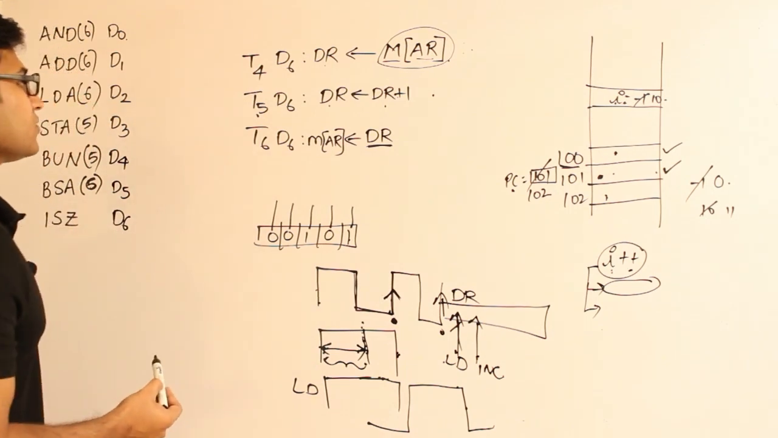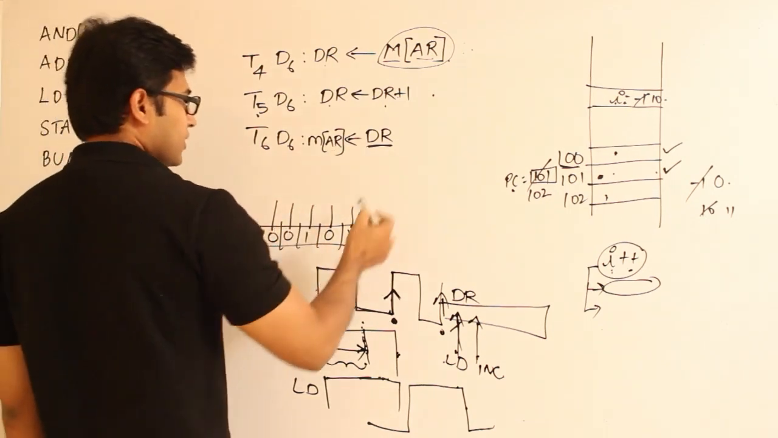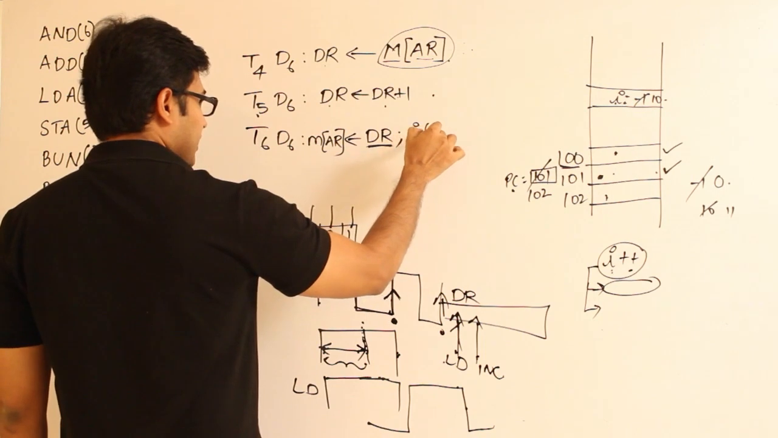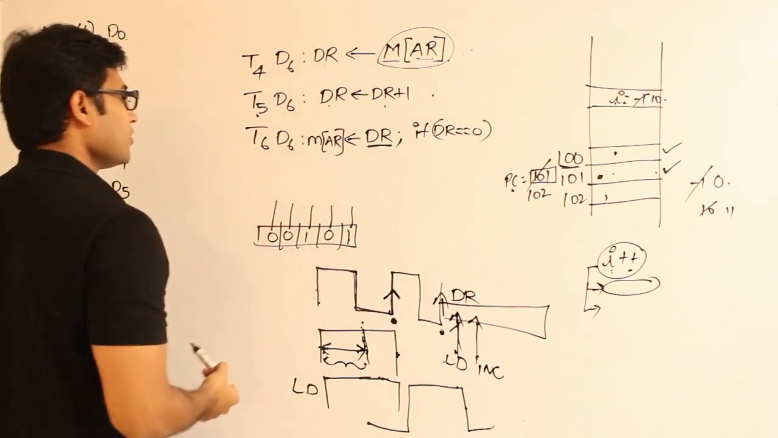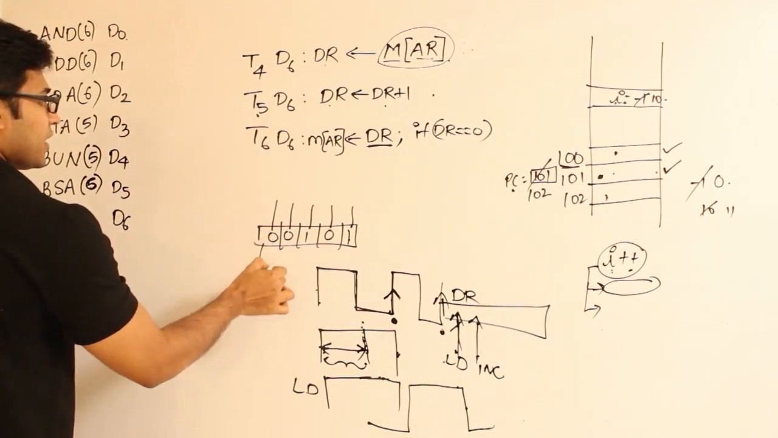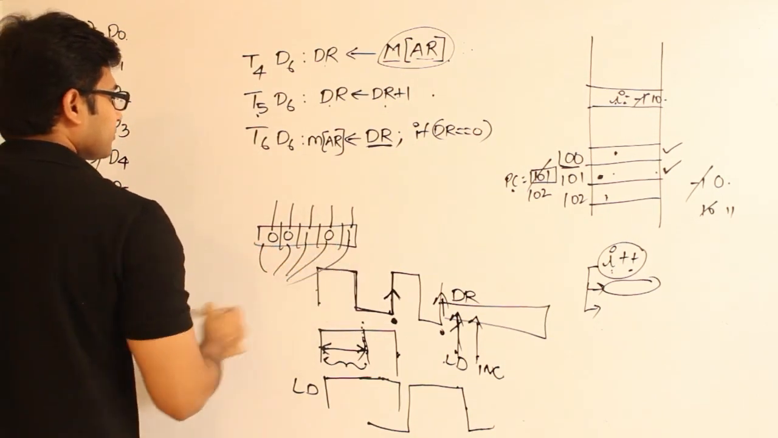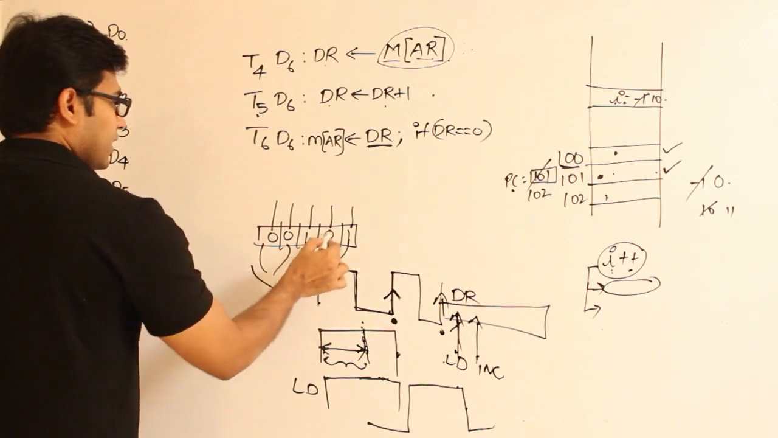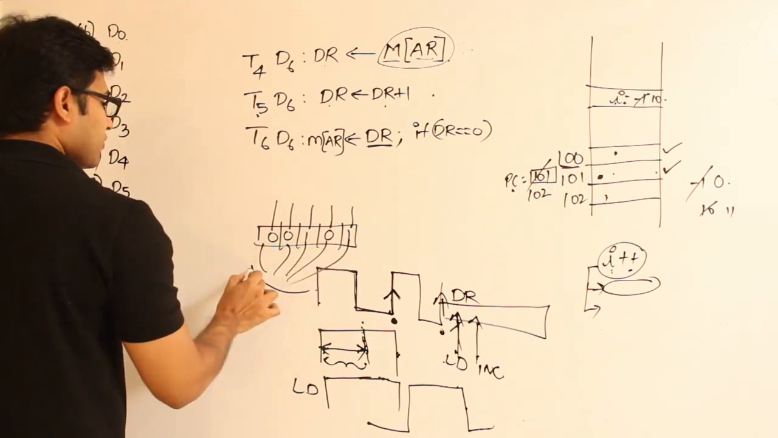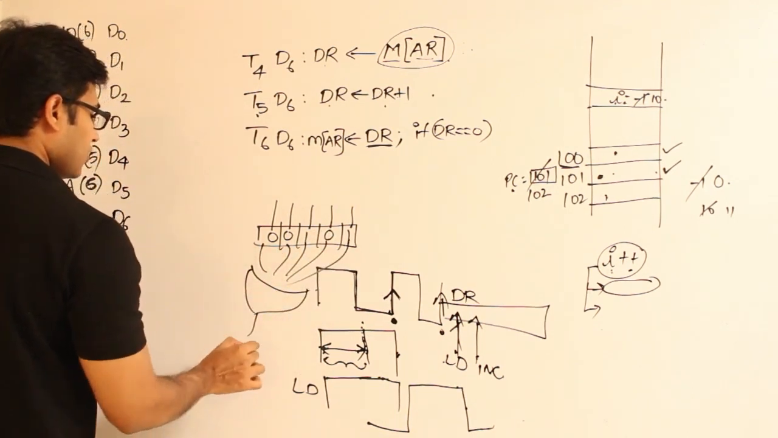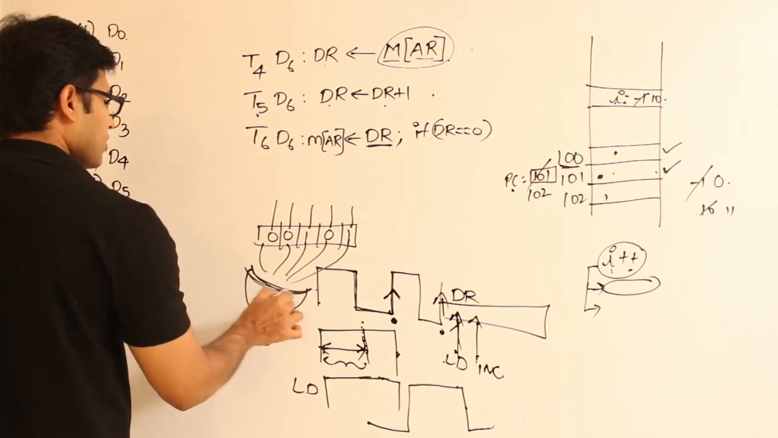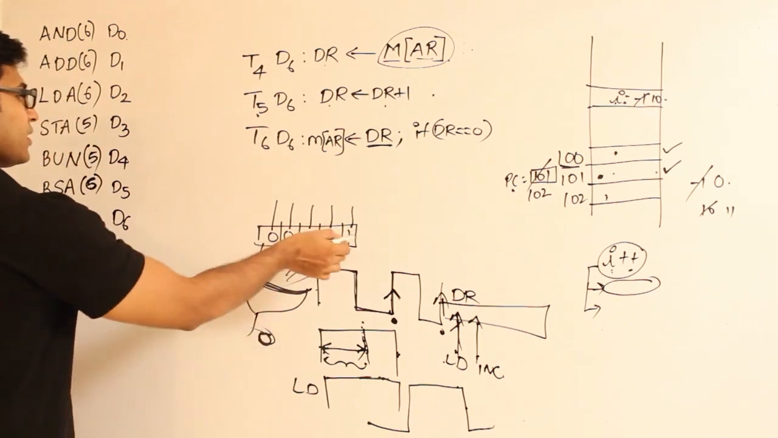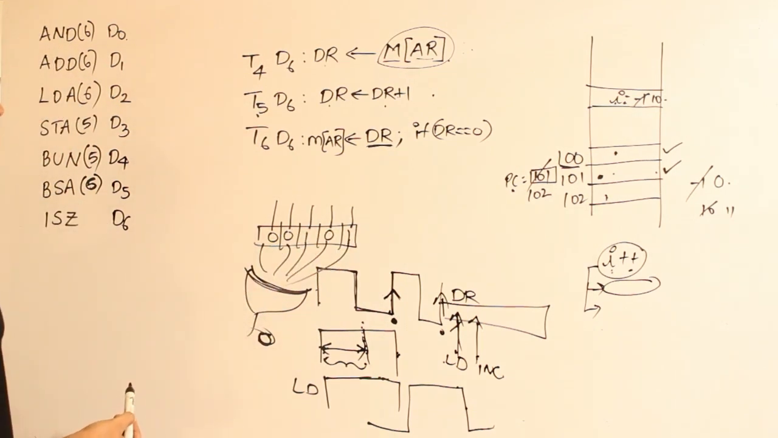Got it? So anyway, this is going to happen in parallel, and along with this I'll test if DR equal to 0. How can I test if DR equal to 0? Testing if DR equal to 0 can be done by an AND gate or OR gate. I'll connect all the elements of DR to an OR gate. It is a multiple input, many input OR gate. If its output is 0, then I can declare that the value is 0, isn't it?